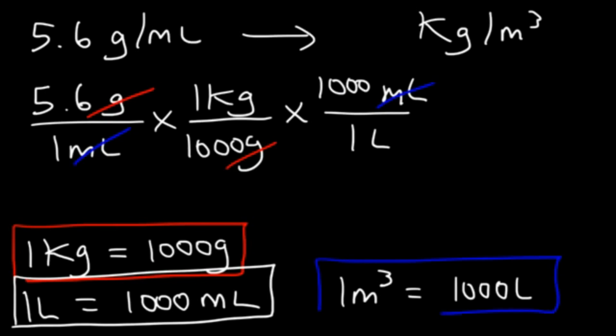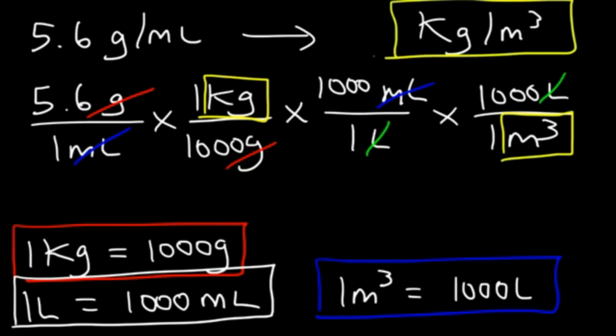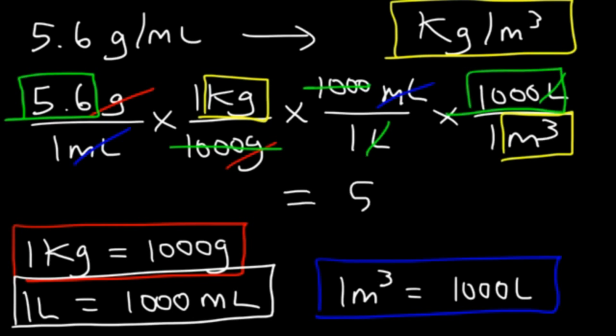So now we could use our last conversion factor. There's 1,000 liters per cubic meter. So notice the final units that we have: kilograms and cubic meters, which is what we want. Now as you can see, 1,000 divided by 1,000 is 1, so those two cancel. The leftover numbers are 5.6 times 1,000, which is going to be 5,600 kilograms per cubic meter.